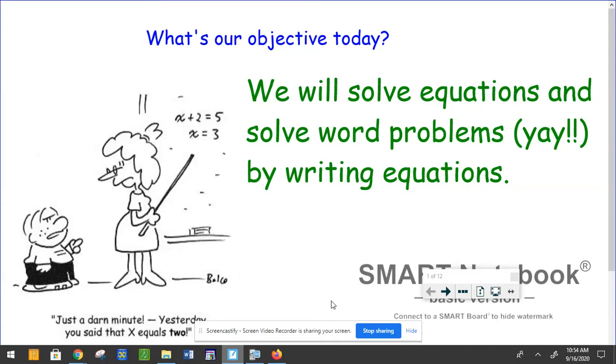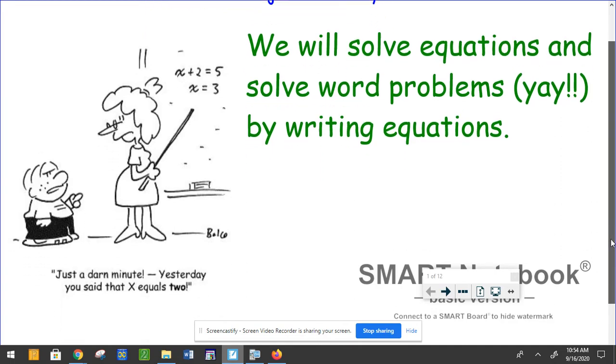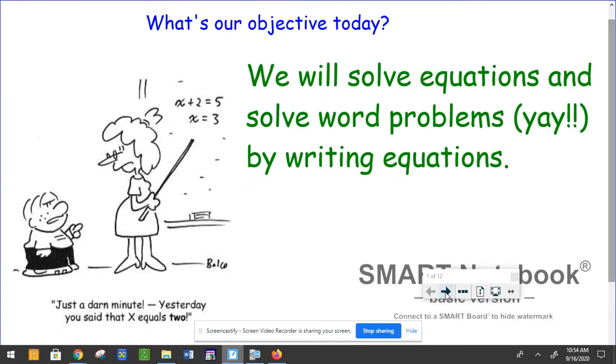All right, welcome to lesson P2. We're just going to be talking about solving equations, and we are going to do a little bit of word problems at the end. So let's get started. The objective is we're solving equations. So hopefully this is some good review.